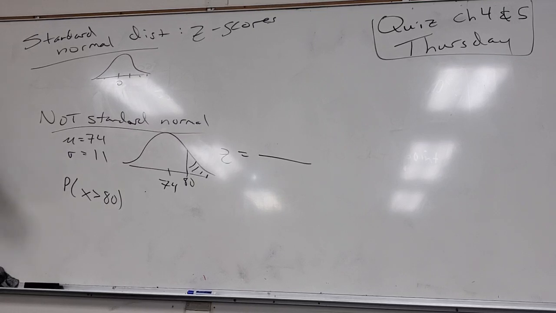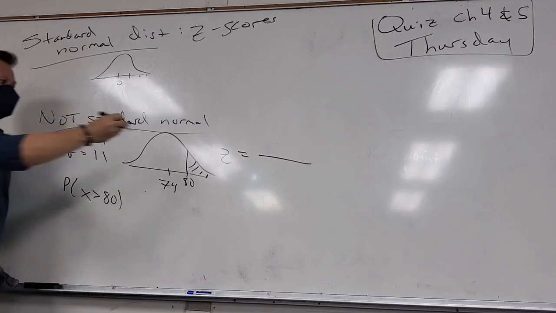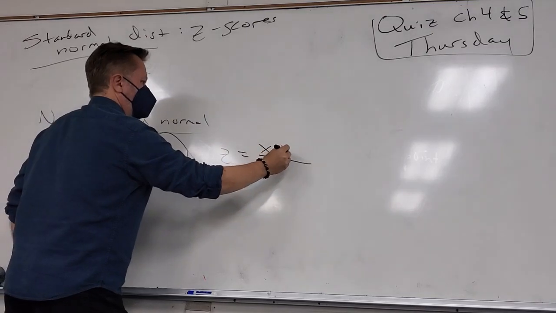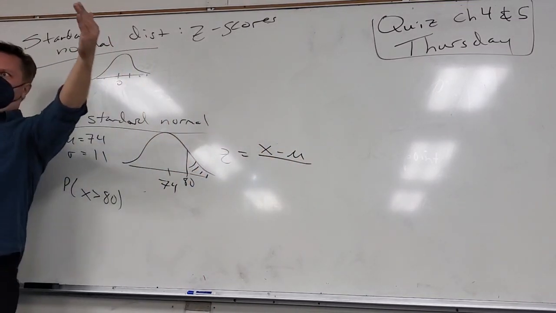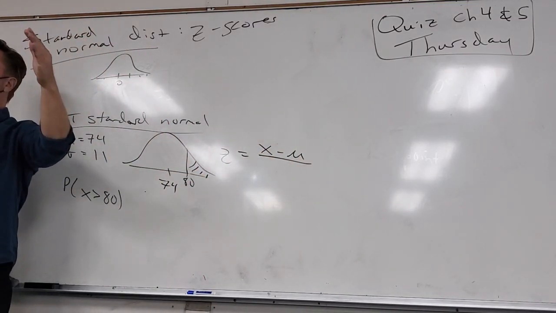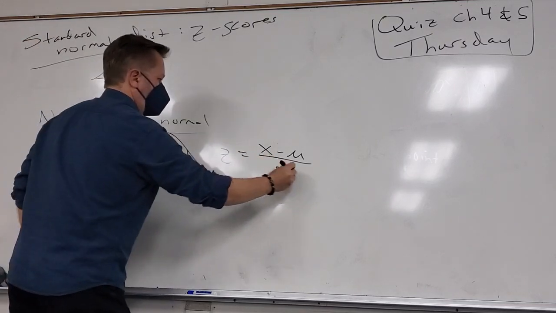So think about it. It's the number of standard deviations that fit between the mean and the data point. So I've got to know how far apart the data point and the mean are, and then I want to see how many steps fit into that, divided by the standard deviation.